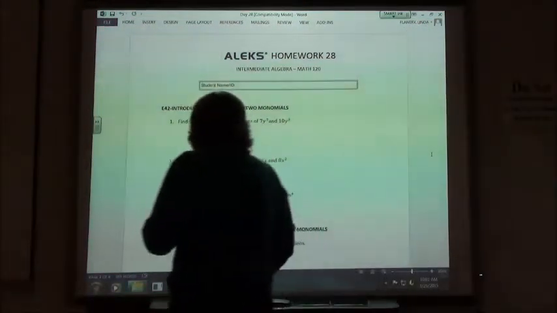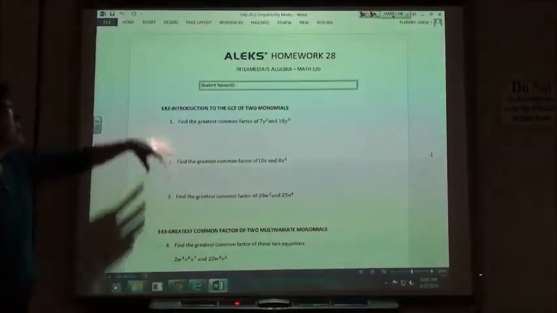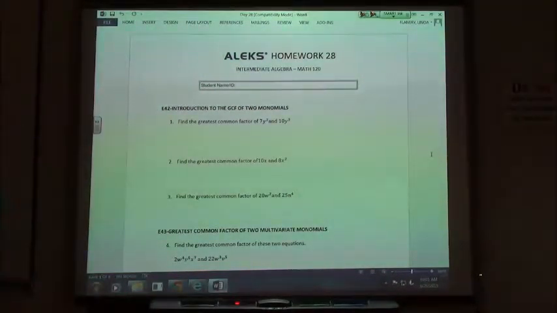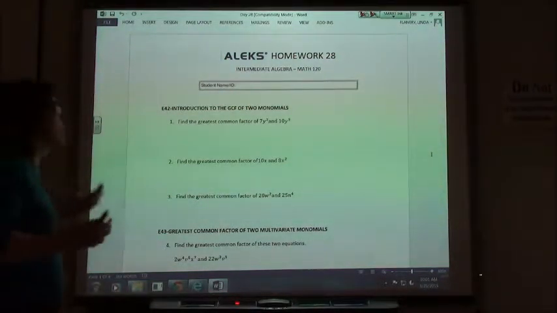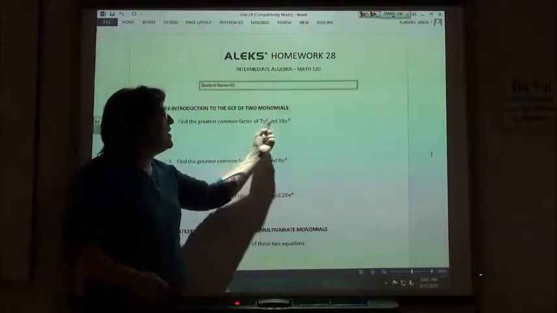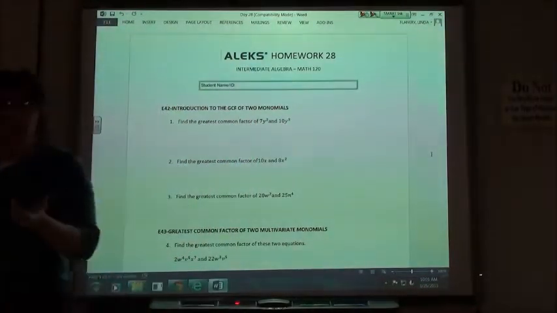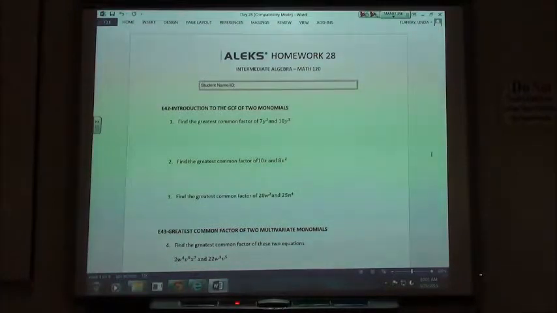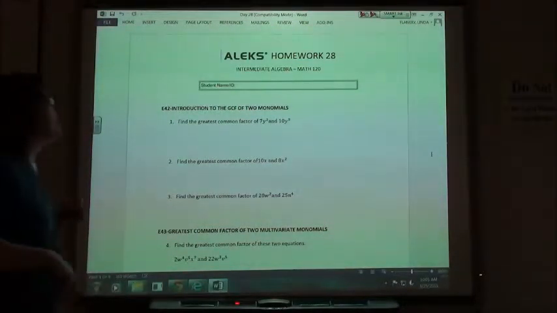So homework 28 is starting out with factoring. The first thing they're going to do is do the greatest common factor. Greatest common factor is asking, what can I divide out of both terms? What do they have in common? Well, if I look at my numbers 7 and 10, their only common factor is 1, because they're only both divisible by 1. They don't have anything else in common.